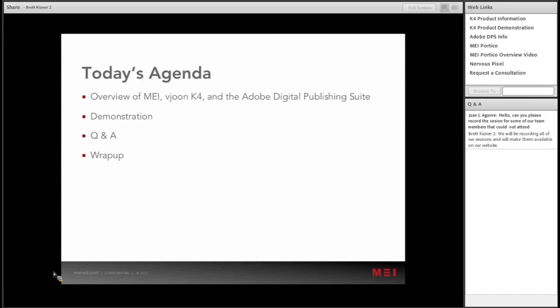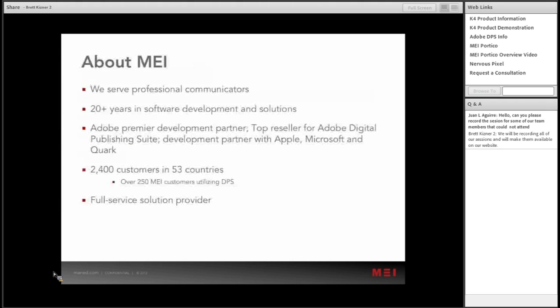Very quickly about MEI, we are a commercial software developer and integrator. We've been in business over 20 years working with the professional publishing and communications industry. We're a premier development partner of Adobe's and a top reseller for the Adobe Digital Publishing Suite, and we also partner with Apple, Microsoft, and Quark. We have over 2,400 customers in 53 countries, and as you can see, a large number of our customers, of course, are utilizing the Adobe Digital Publishing Suite. The Digital Publishing Suite itself is a technology that's only been commercially available for the last 18 months, so it is an evolving and developing platform.